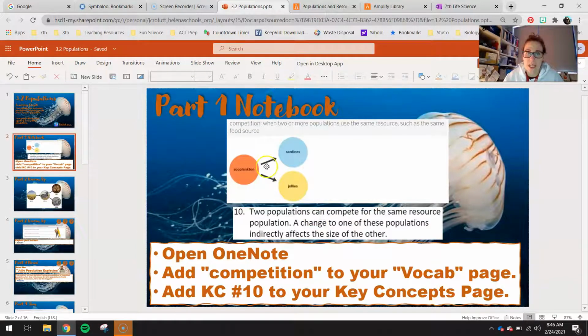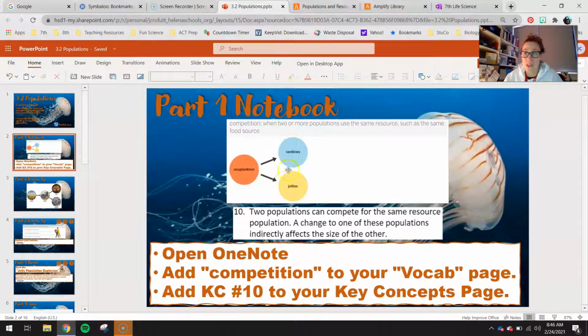Competition will be your word of the day. When two or more populations use the same resource, such as the same food source. So this is a little picture example of competition. We have zooplankton eaten by both sardines and jellies. So the jellies and the sardines both compete for the zooplankton.